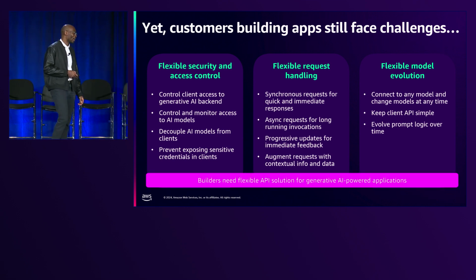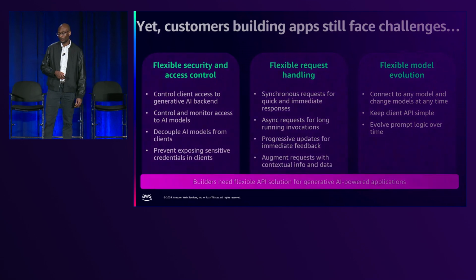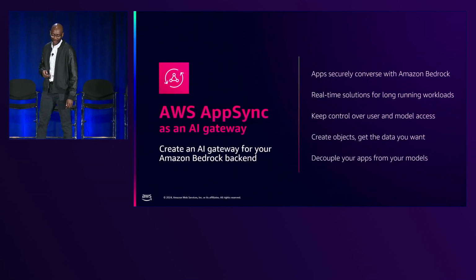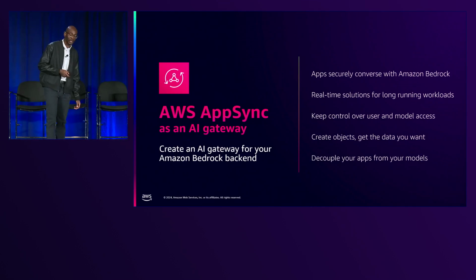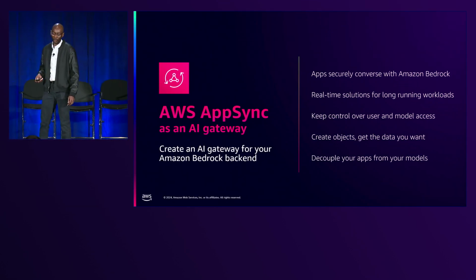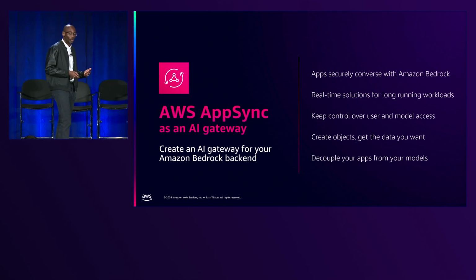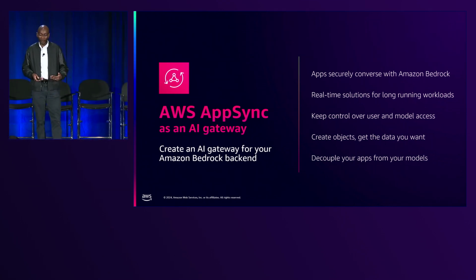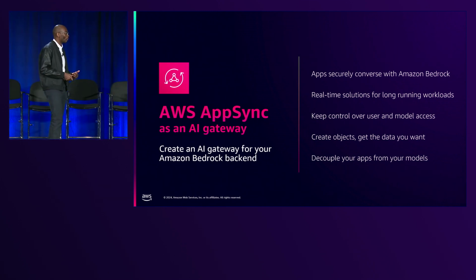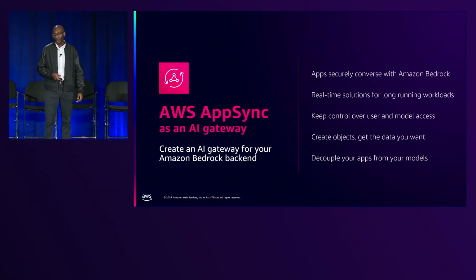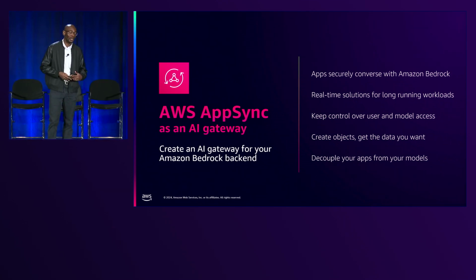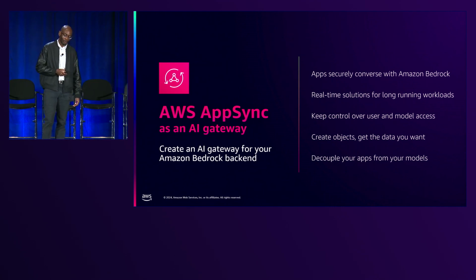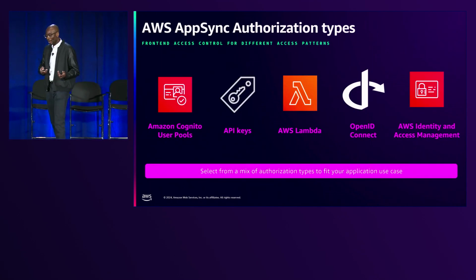So builders need a flexible API solution for their generative AI-powered applications. And this is why we think that AWS AppSync as an AI gateway is a great solution for your generative AI backend, specifically your Amazon Bedrock backend. We think it's a great solution because it allows applications to securely converse with Amazon Bedrock. It allows you to provide a real-time solution for long-running workloads. This is something that AppSync does really well already. And it allows you to keep control over user access and model access. And you can start leveraging a lot of the great capabilities of GraphQL alongside the capabilities that your models and your LLMs provide.